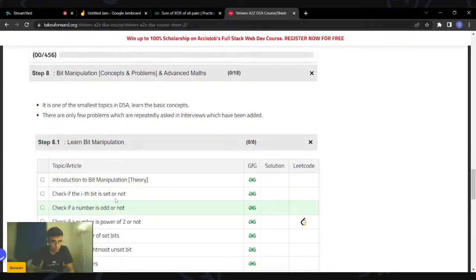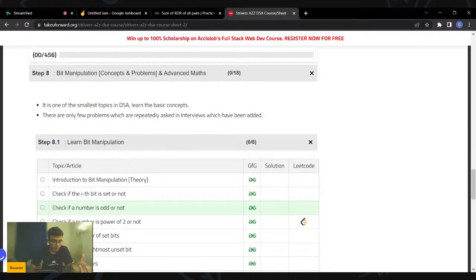So if you are asked to check whether an ith bit is set or not, what do you do? Let's say you want to check whether that particular bit is set or not. You do a left shift operator by that number of positions, and then you do an AND with one. Okay, so these are the small concepts related to bits manipulation.